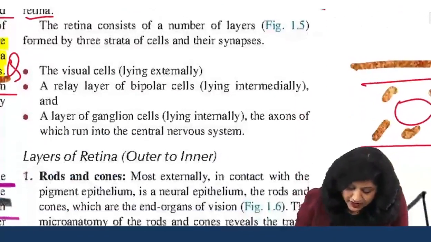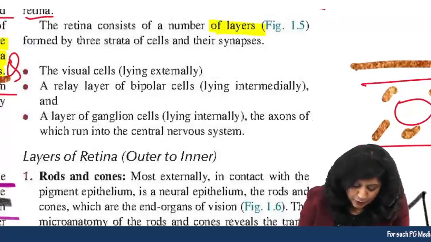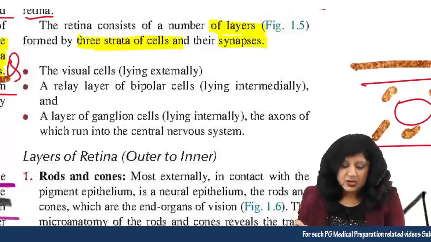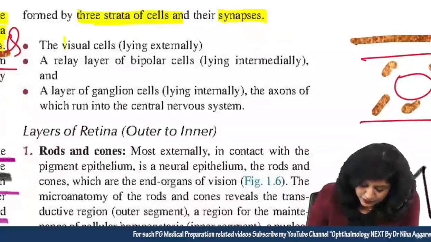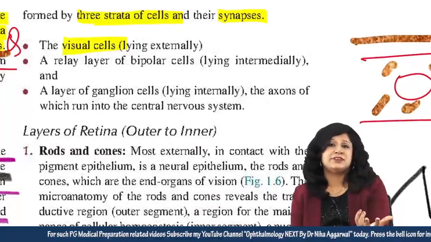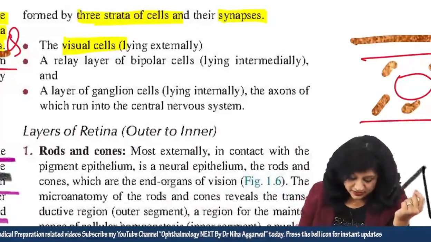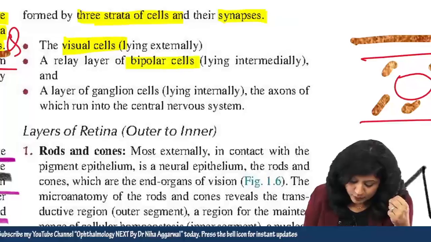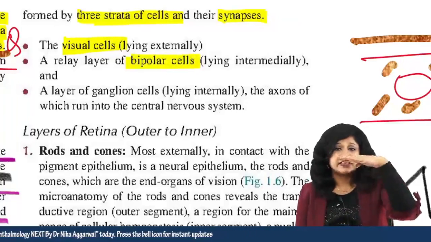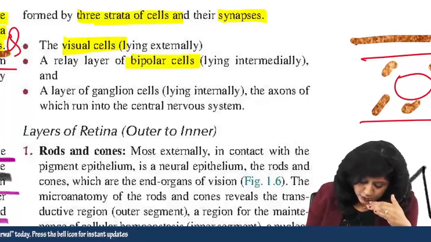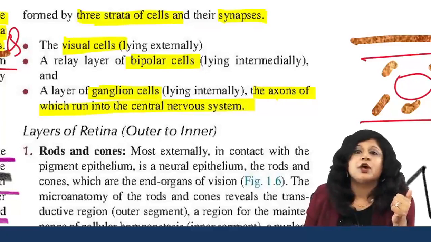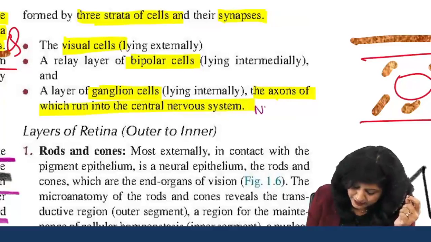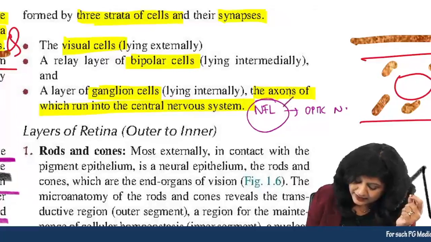Right. Now the retina consists of a number of layers formed by three strata of the cells as well as their synapses. Now we are talking about the type of cells which are present in the retina. We have got three types of cells. We have got the visual cells, obviously present on the external aspect. Then you have got a relay of bipolar cells. Bipolar cells are present in the intermediate one, and then you also have the ganglionic cells, and ganglionic cells are the axons which run into the central nervous system, because you know it is actually the nerve fiber layer which is continuing to form the optic nerve, and nerve fiber layer contains the axons of the ganglionic cells.